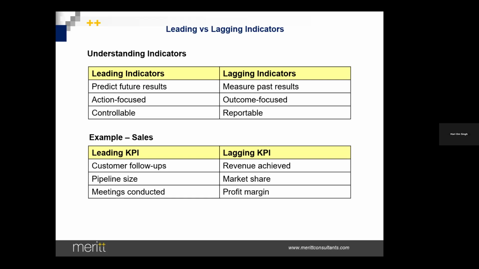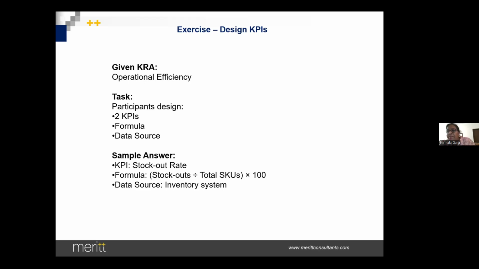Ma'am, last slide. Sorry, ma'am, sorry to disturb you. What is the total SKU? What is the formula? What is SKU? Anybody? I'm just trying to understand the level.